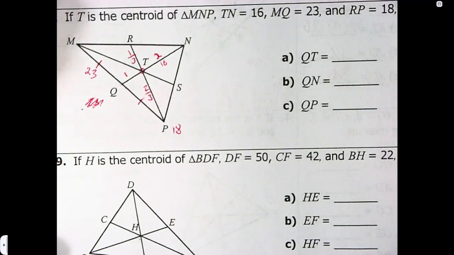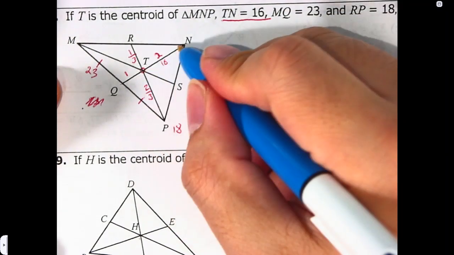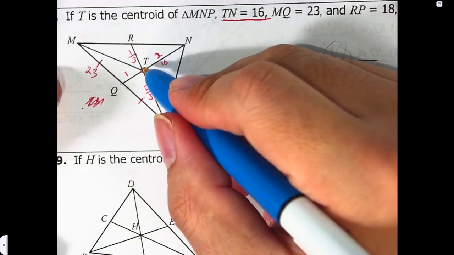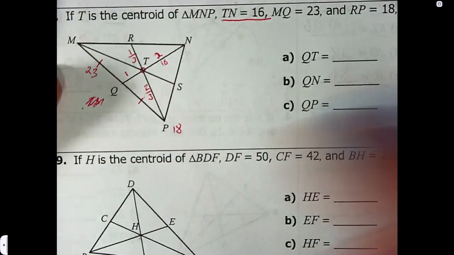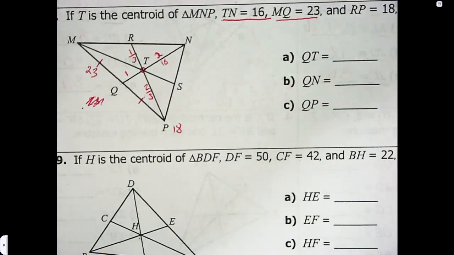All right, RP, we did that. So we deal with NT because that's just the length from the centroid to the vertex. We can find another one by dividing by half, and find the whole by adding the two together.